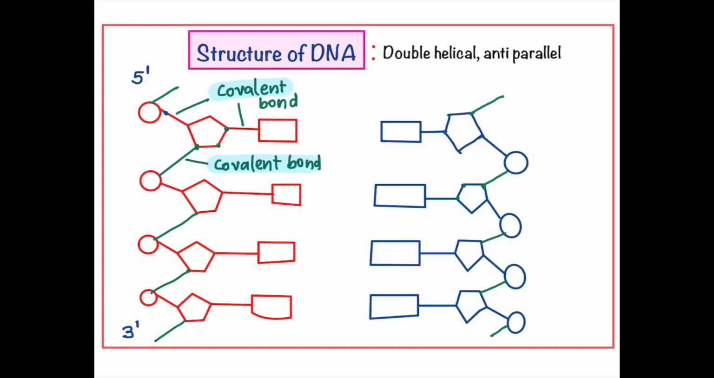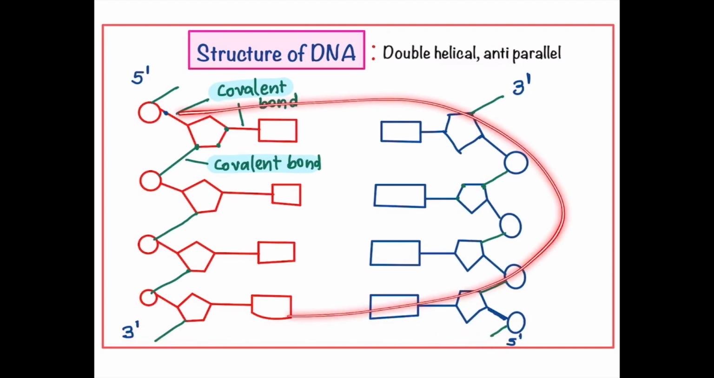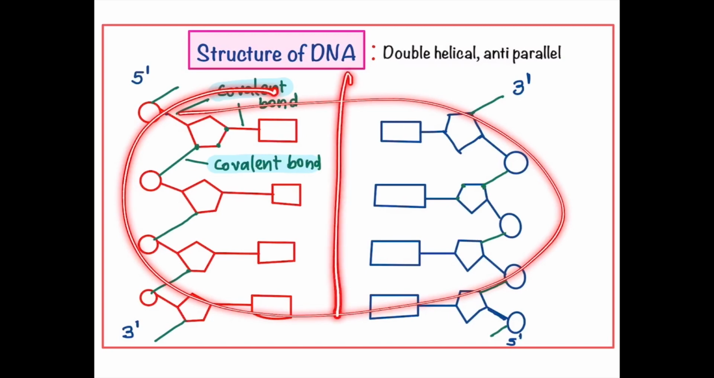Let's see for the opposite strand. This one is the third carbon facing to the top. That's the reason this is going to be 3'. Fifth carbon, this one is facing down, so 5'. So see, 5' to 3', antiparallel, 3' to 5' antiparallel. Clear? Yet these two strands are not joined with each other, right? There is no bonding here.